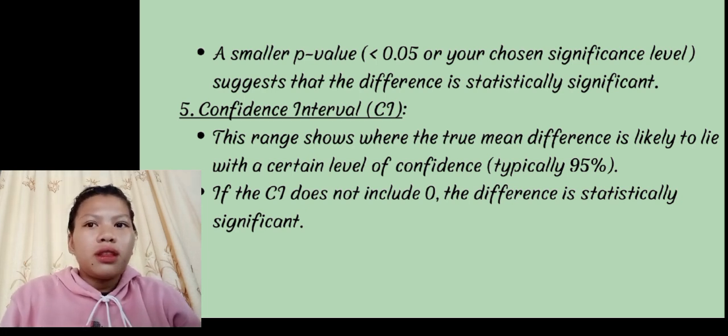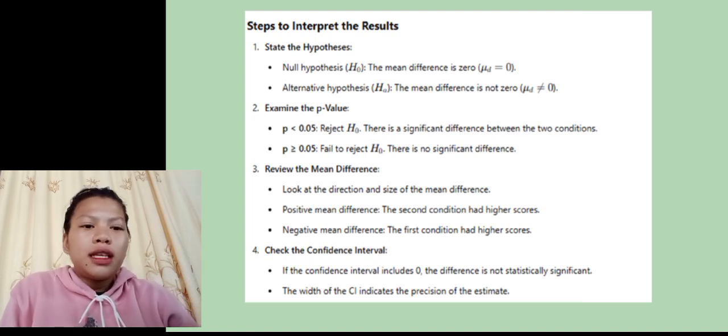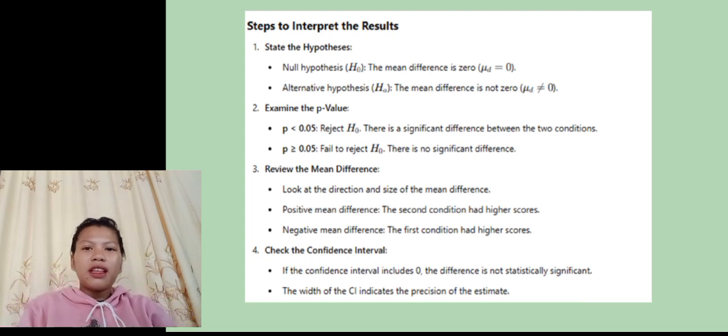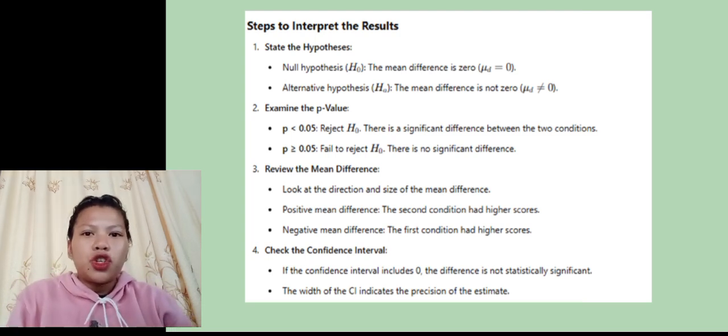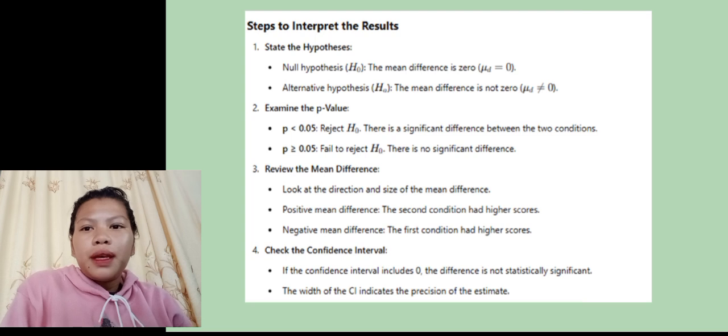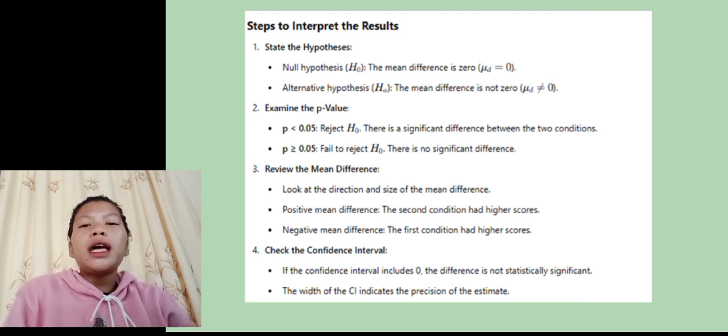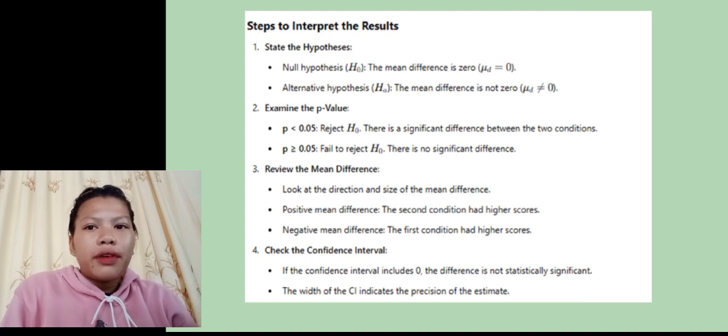Steps to interpret the result. 1. State the hypothesis. Null hypothesis: the mean difference is 0. Alternative hypothesis: the mean difference is not 0. 2. Examine the p-value. If p is less than 0.05, reject the null. There is a significant difference between the two conditions. If p is greater than 0.05, fail to reject. There is no significant difference.